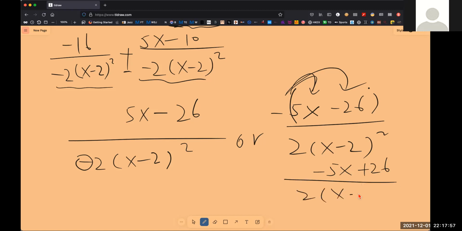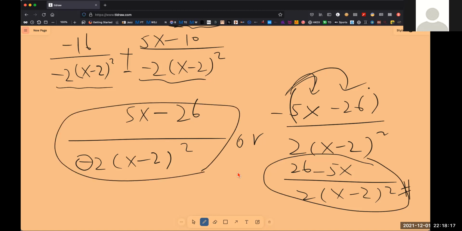Then after that, of course, the plus 26 and this minus 5x, you can change place so it looks better. So the 26, I just move it in front. So this can be the answer as well. Compared to this, they are both correct. But I think this one looks better. Okay? So this is how you combine the two. Basically, you need to use the concept of make it the same denominator and then combine the fractions.